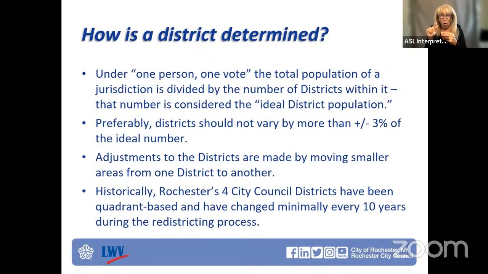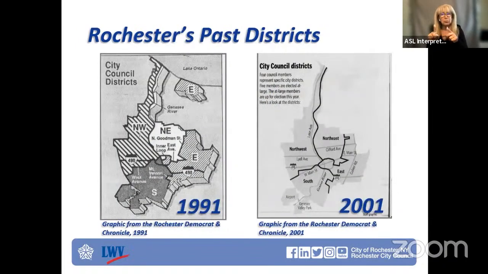And historically, that's been the case when Rochester looks at redistricting its 4 city council districts. Rochester's districts have been quadrant-based and have changed minimally every 10 years during the redistricting process. Since the process in Rochester has historically been fairly straightforward, you can see from these maps, which show past districts from the 1990s and early 2000s, that they vary very little from today's districts, which were drawn from 2011 census data.